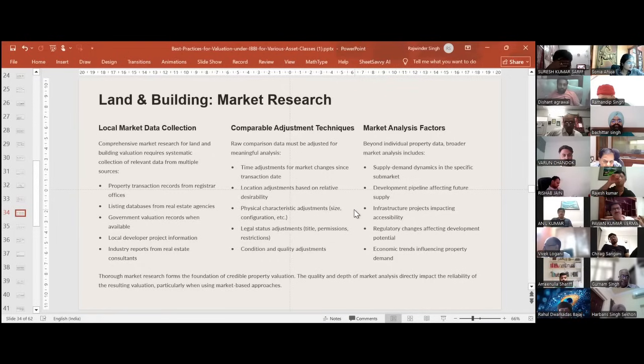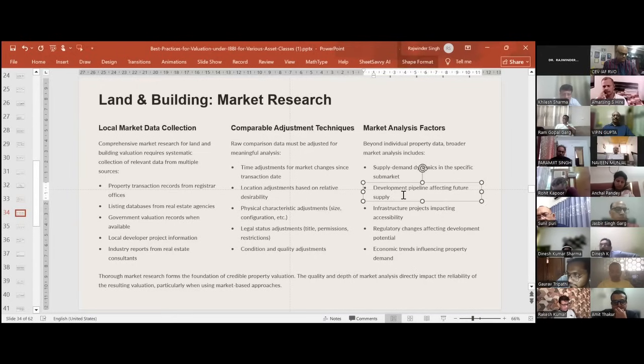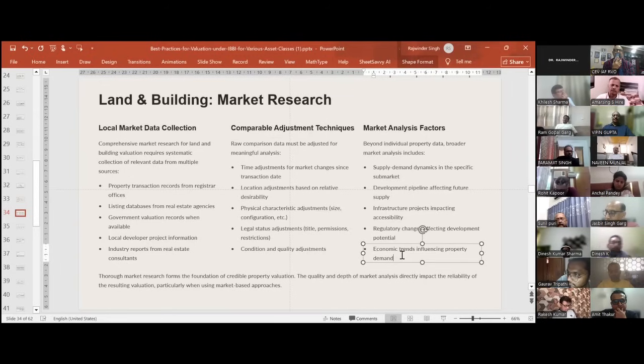So it is not only these comparable adjustment techniques; you should also know the various market analysis factors which may affect the value. Beyond individual property data, broader market analysis may have to be carried out by the valuer. This includes supply and demand dynamics in the specific market, development pipeline affecting the future supply, infrastructure projects impacting accessibility, regulatory changes affecting the development potential, and economic trends influencing property demand.